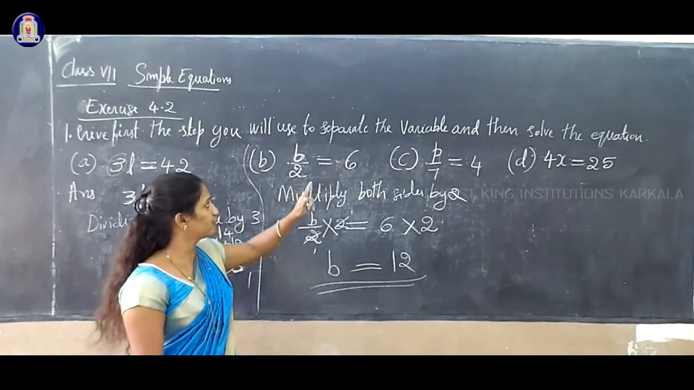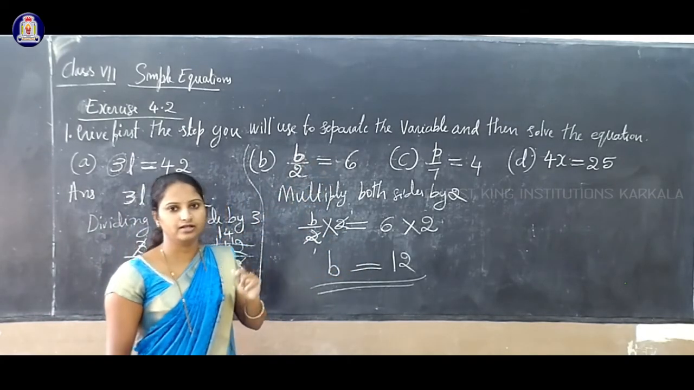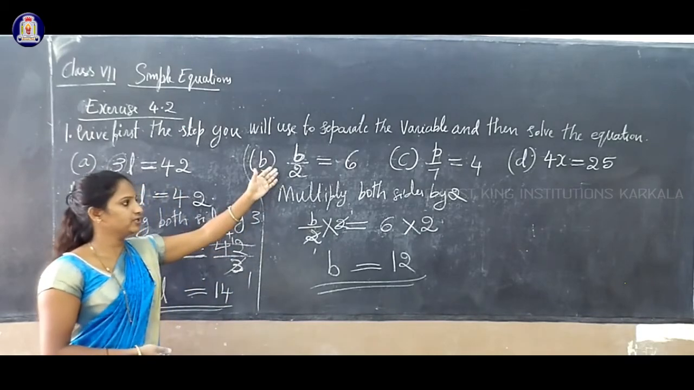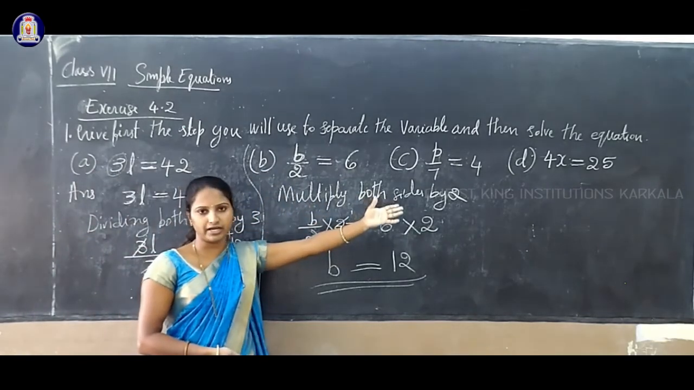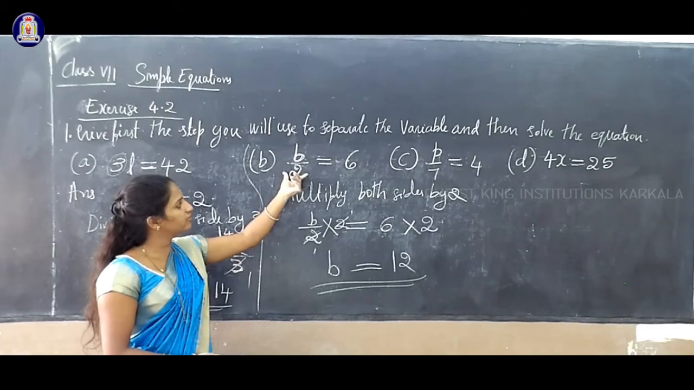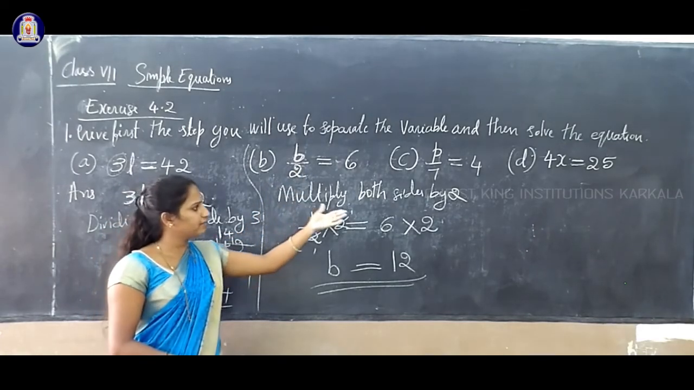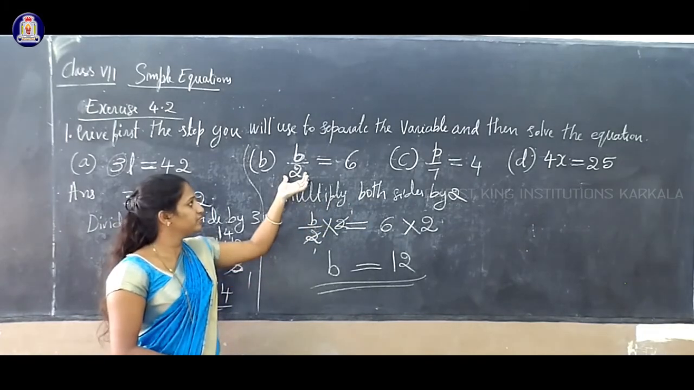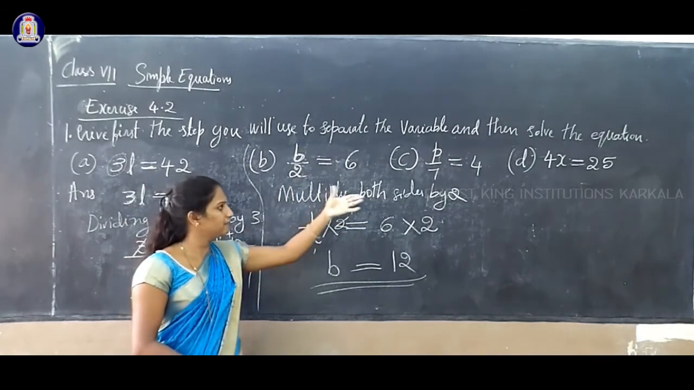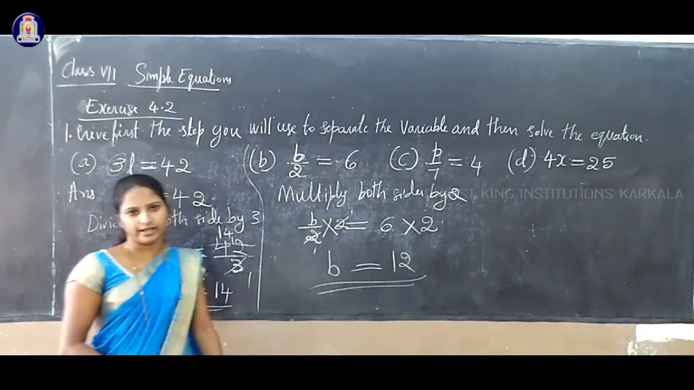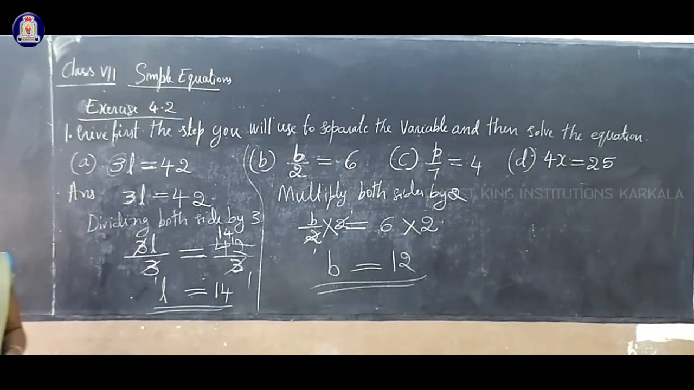So first what you have to do, you have to separate the variable. Here it is divided, so you have to multiply both the sides by 2. In this denominator, suppose you get 4 or 3 or any other number, then you will multiply by the same number. Here if it is 5, then what do you write? Multiplying both the sides by 5.